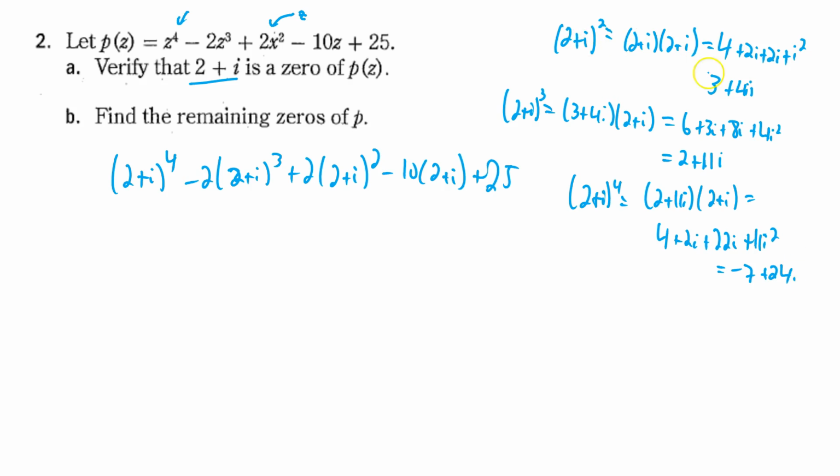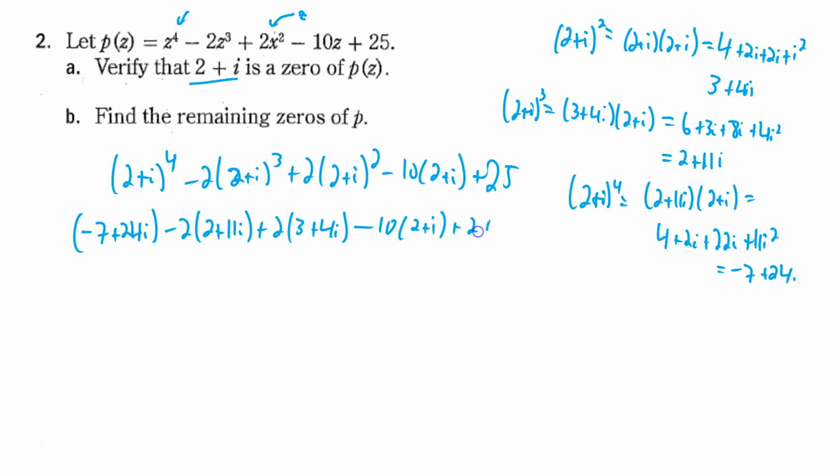Okay, so we have our (2 plus i) squared, cubed, and to the fourth. Now I'm just going to plug those in here. So (2 plus i) to the fourth, we just found out was negative 7 plus 24i. Now we're going to subtract 2 times (2 plus i) cubed. (2 plus i) cubed is 2 plus 11i. And then we have plus 2 times (2 plus i) squared. That's our 3 plus 4i. And then minus 10 times 2 plus i. I'll just leave that like that for now. We'll distribute all of them on the next one.